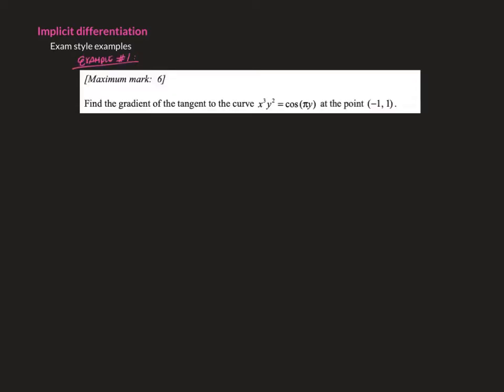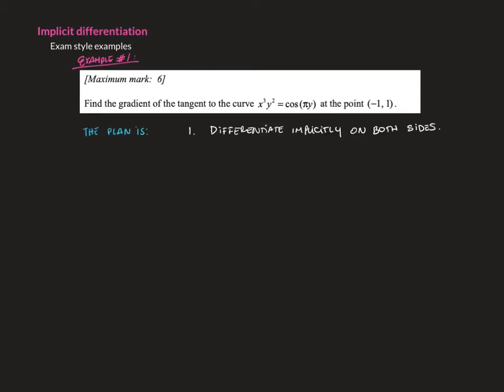In this video, I'm going to present you a few exam-style examples using questions from past IB questions. We're going to start with this paper 2 question. Find the gradient of the tangent to the curve x^3 y^2 = cos(πy) at the point (-1, 1).